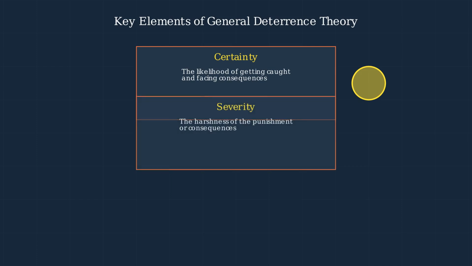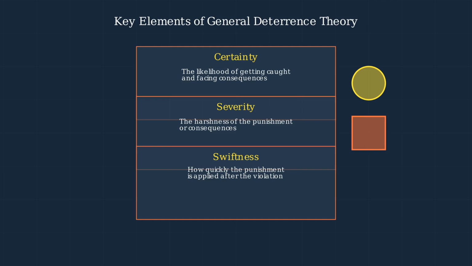The second element is severity, which is the harshness of the punishment or consequences. More severe penalties are theorized to have a stronger deterrent effect, though research shows this relationship is complex. The third element is swiftness, which refers to how quickly the punishment is applied after the violation. Immediate consequences have a stronger deterrent effect than delayed ones.